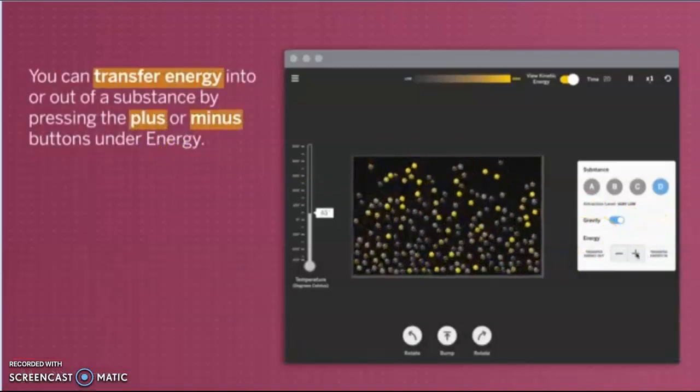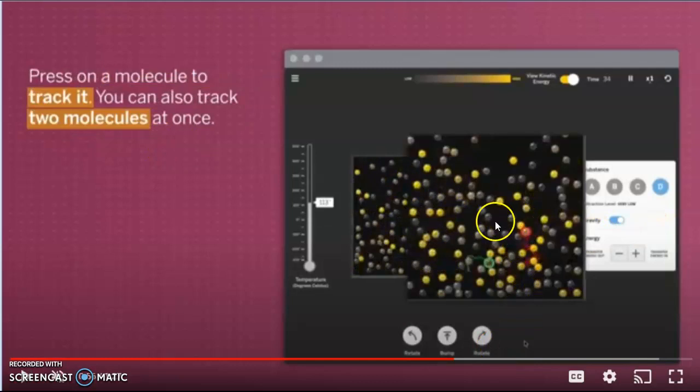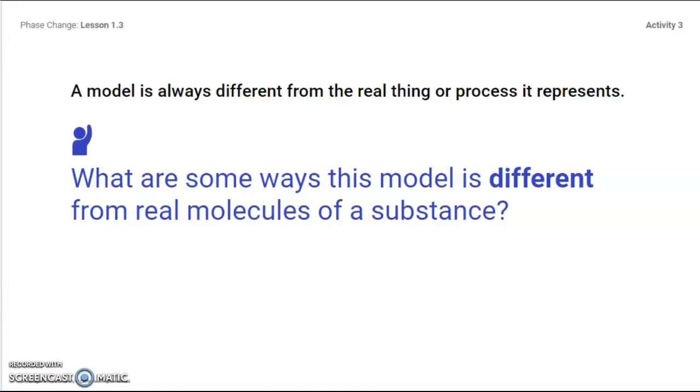We already discussed that. You can actually press on one molecule to track it, and you can click on 2 molecules at one time to track their motion and where they're going in the sim as well. So here's our next question for you. What are some ways that this model is different from real molecules of a substance?